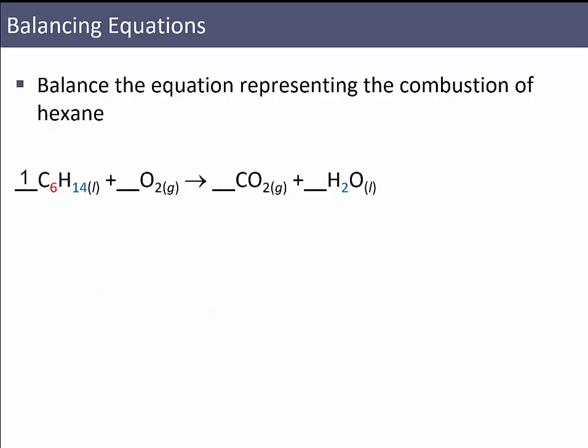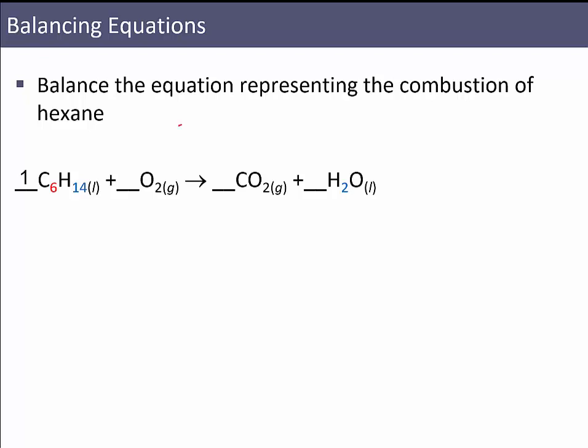So let's balance the equation representing the combustion of hexane. Now these are straight chain alkanes, so it's going to be like C6H14, or C5 and the appropriate number of hydrogens. They're all going to follow a nice pattern, so you can kind of figure out the pattern. So we're going to balance one for hexane.